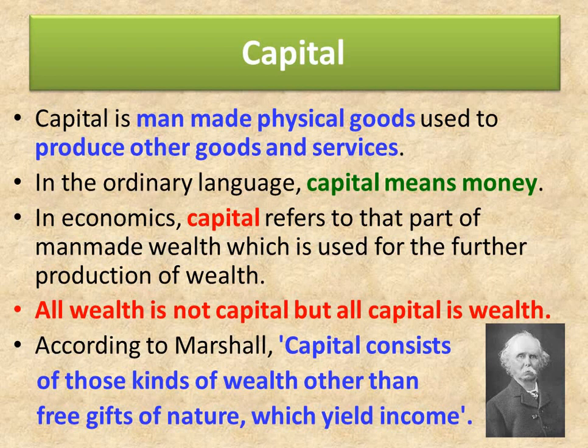Capital is man-made physical goods used to produce other goods and services. So what is capital? It is man-made physical goods which is used to produce other goods and services. In ordinary language, we can say capital is money. In economics, capital refers to that part of man-made wealth which is used for further production of wealth. So if it is invested in something which will give you return, in return wealth, then only it becomes capital. Money alone is not capital. If you invest the money in some good or some product, and we are able to get return from that, then it is called capital.